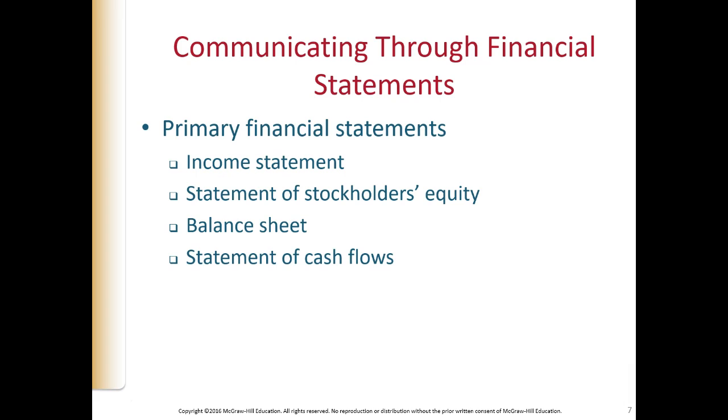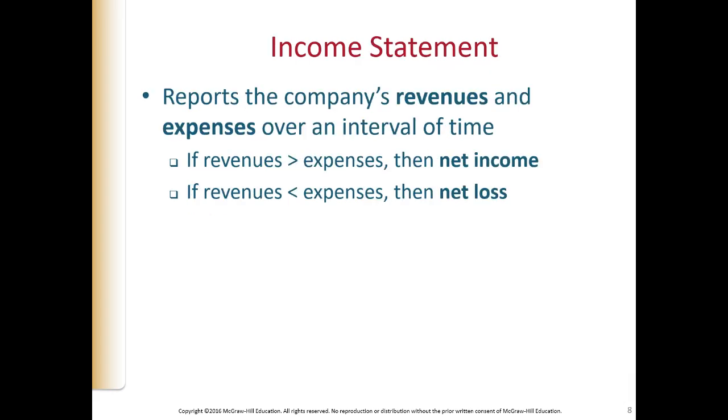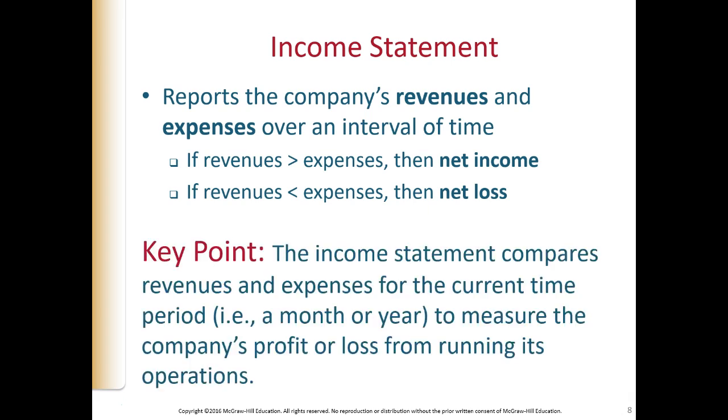Now, to communicate information through financial statements, we have four primary financial statements. The income statement is first. This reports the company's revenues and expenses over an interval of time. The time can be for a month, a quarter, 3 months, or for a full year. And as we talked about earlier, if the revenues for that period exceed the expenses, then we have net income. And then the opposite is true. If the revenues are less than expenses, then we have a net loss.